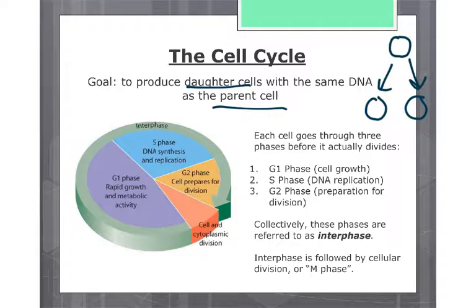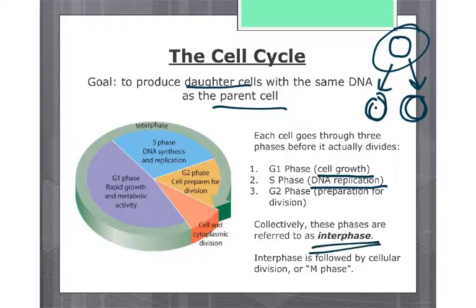In order for that mitosis, that splitting of one cell into 2, we need to go through these phases. G1 is where cell growth is going to occur. The S phase is where DNA will replicate, because we need that DNA to replicate in order to have the same amount of DNA in both this cell and this cell. Then we go into the G2 phase, which is going to prep us for division. Collectively, these phases are referred to as interphase.